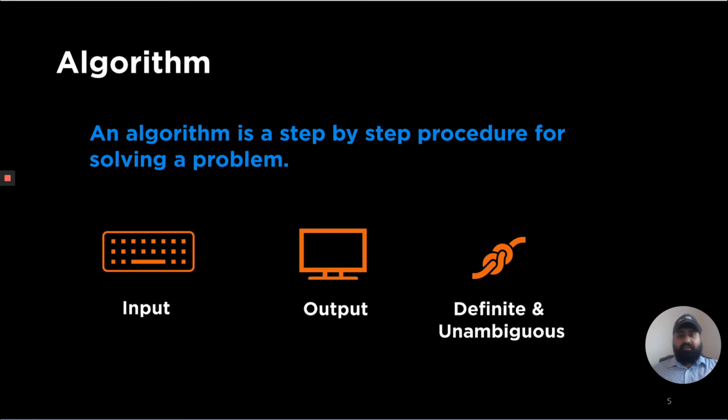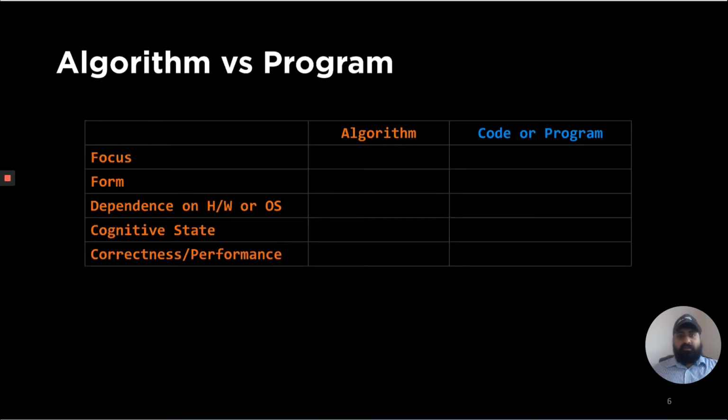So we have been using the terms algorithm and code interchangeably, but there are certain distinctions between these two terms. I want to discuss these distinctions before we proceed to our performance evaluation. When talking about algorithms as well as programs, there are a few distinctions between these two constructs based on certain parameters. The first parameter that we are going to discuss is focus: what is the focus of an algorithm, while what is the focus of a code or a program.